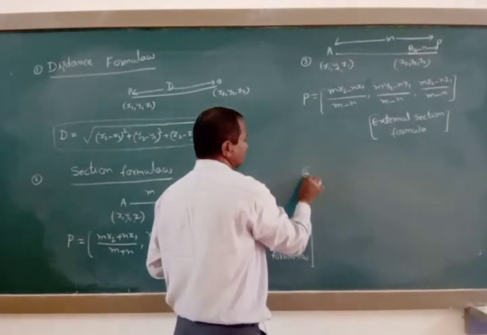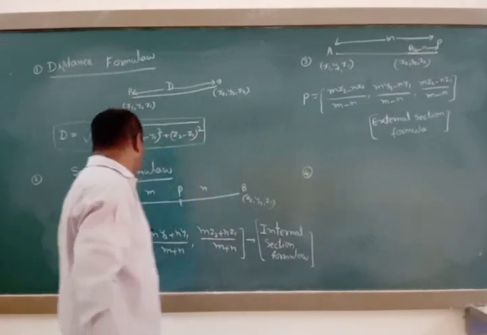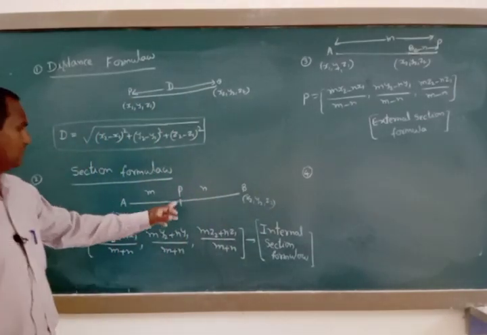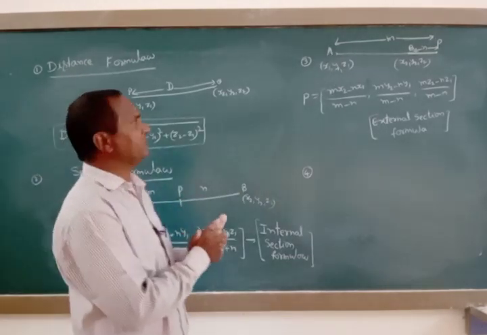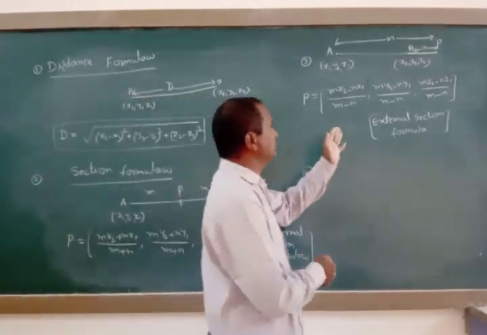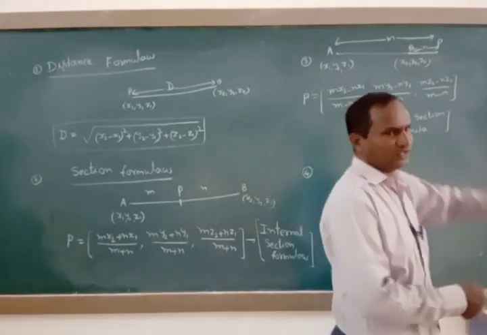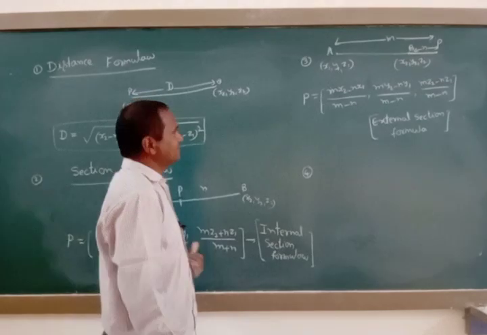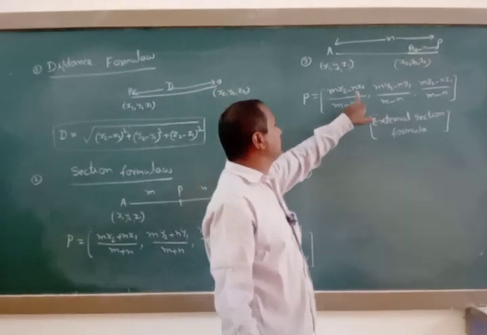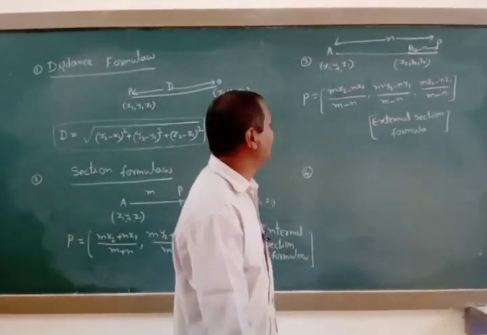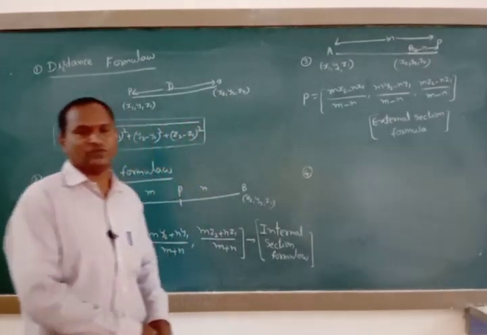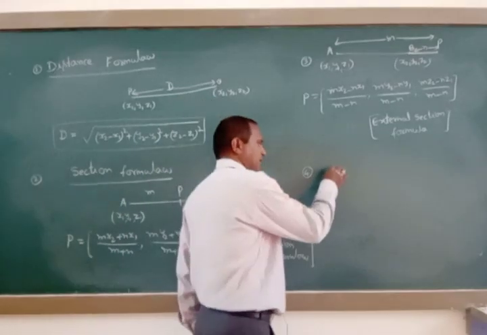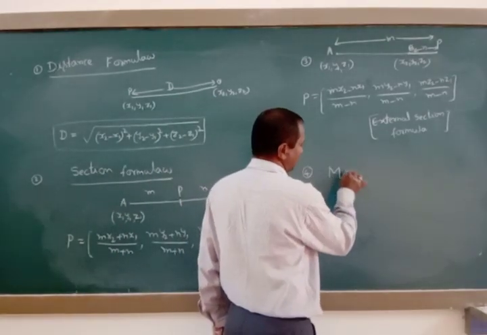The difference between internal and external is that in the case of internal, the division point comes inside of A and B. In the case of external, the division point comes outside of AB. In the case of internal we use plus, and in the case of external we use minus. That is the difference between the internal section formula and the external section formula. Now the midpoint formula.